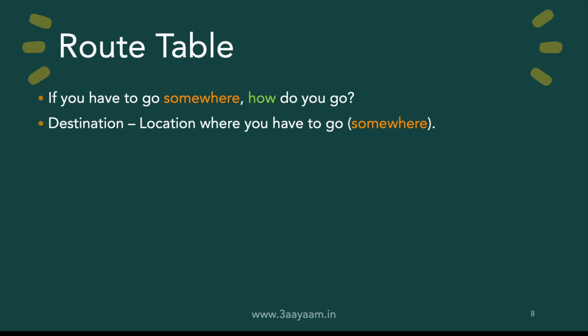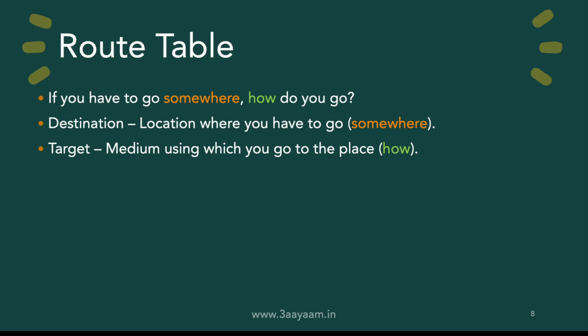And there are two components in a route table. One is the destination, meaning the location where you have to go. So let's say you have to go to the internet, then the destination would be the internet. If you have to go to some other subnet, then the destination would be that other subnet. And then the target. The target is the medium using which you have to go to that place, meaning how do you go there. So if you want to send and receive traffic to and from the internet, what will enable you to do so?